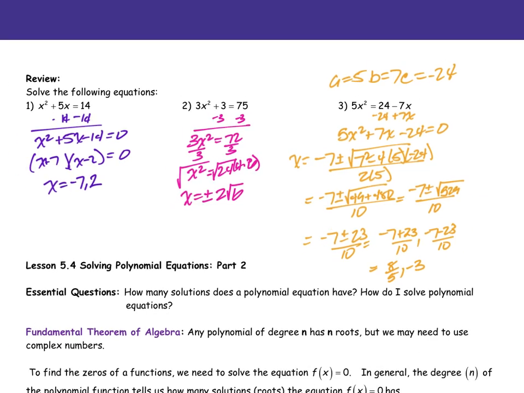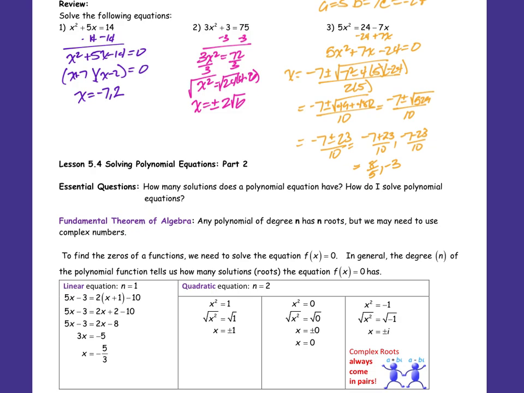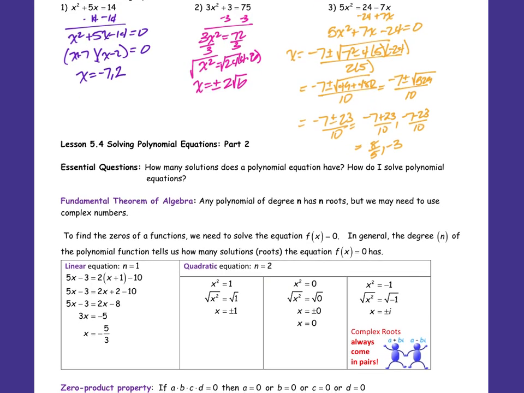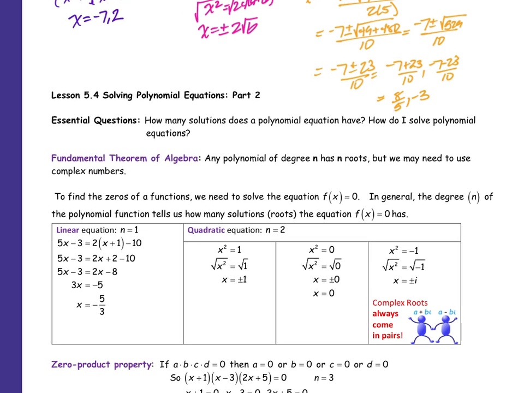Okay, so now we're going to go on. We're still solving polynomials, but we're doing degrees greater than 2 now. So cubics and quartics and quintics and greater degrees. First we're going to talk about the fundamental theorem of algebra. It's pretty easy. It just says any polynomial of degree n has n roots. But we may need to use complex numbers.